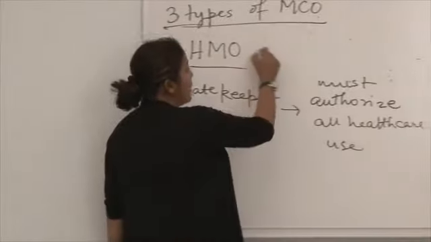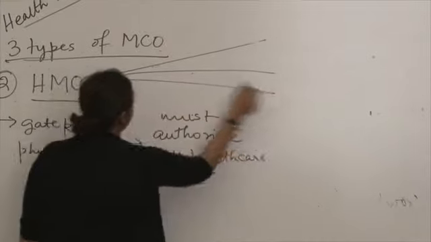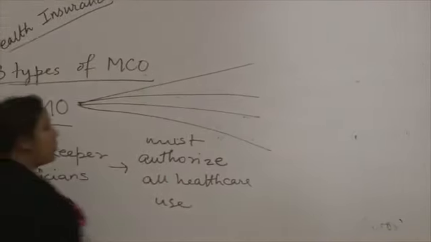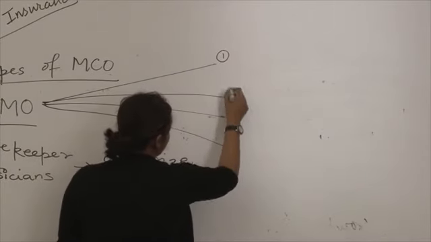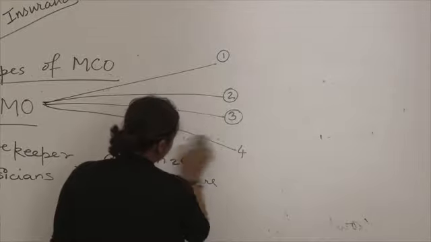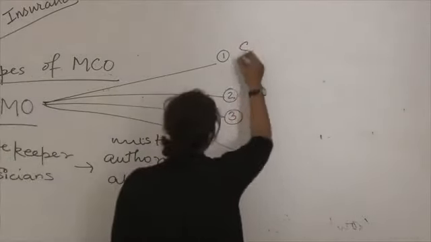So as far as HMOs are concerned, you can have 4 types of HMO. Okay, so you can have 4 types of HMO. The first HMO is called the staff model HMO.